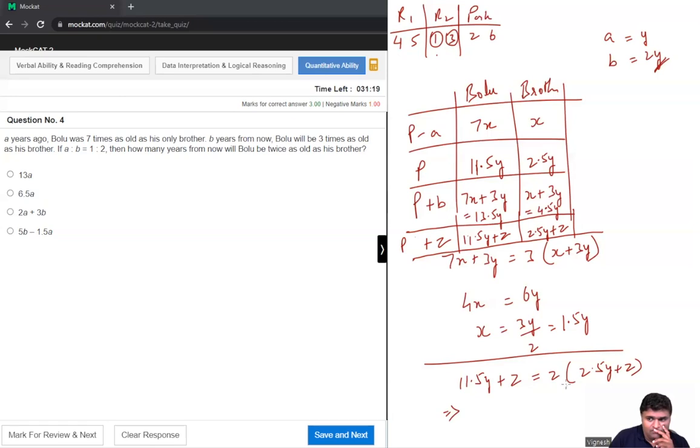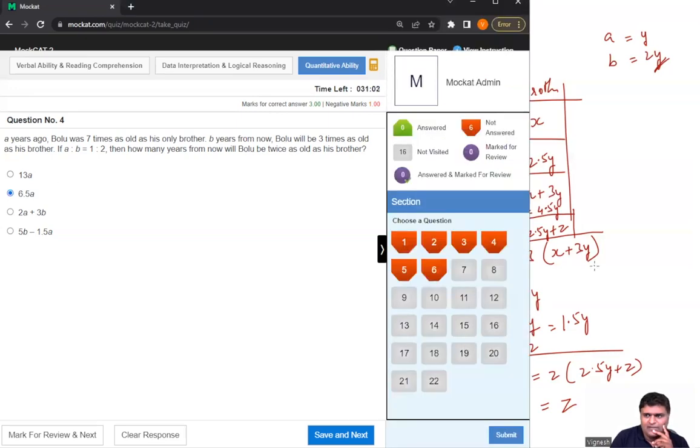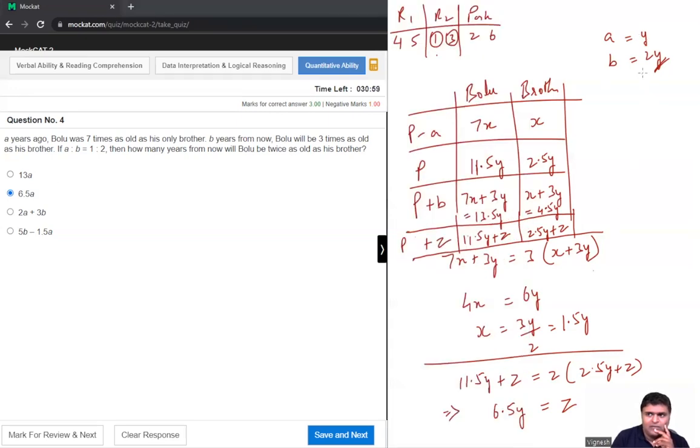2z over here. Take the z there. 5y, you bring it here and you get 6.5y. Is that correct? We need to see which of these can get us 6.5y. 6.5a gets us that. Anything else? B is 2a plus 3b. No. Decimal. 5b. 10 minus 1.5. No. Reasonably certain. Okay with this?